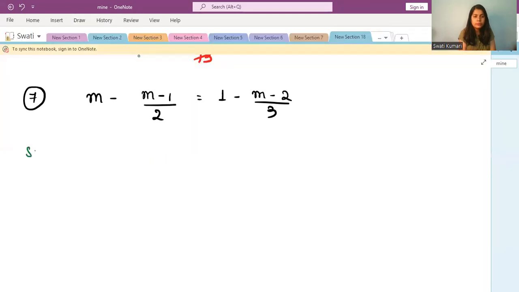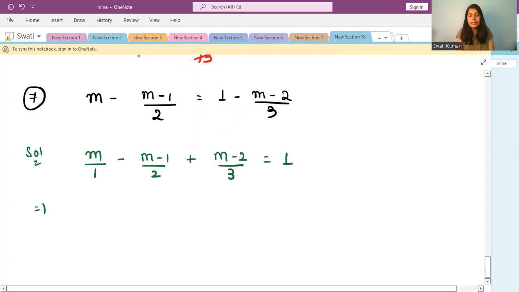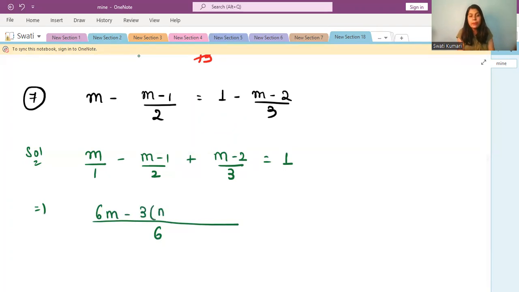Let's solve this. You can see here that we already have m terms on the left hand side, so we are going to keep this as it is. Let us write down m as m upon 1, minus m minus 1 upon 2, and minus m minus 2 upon 3, so this will become plus m minus 2 upon 3 equals 1. Now, of course, we are going to solve this LHS part by taking LCM. LCM of 1, 2, and 3 is going to be 6. So 1 into 6 is 6, so 6 into m. 2 into 3 is 6, so 3 into m minus 1. Plus 3 into 2 is 6, so this will become 2 times m minus 2 equals 1.